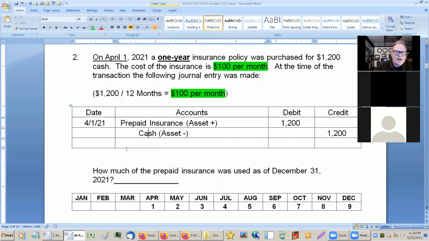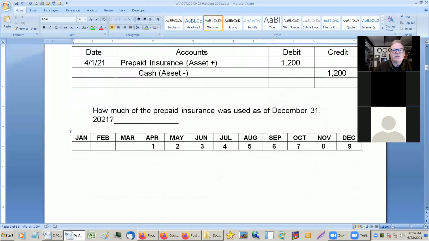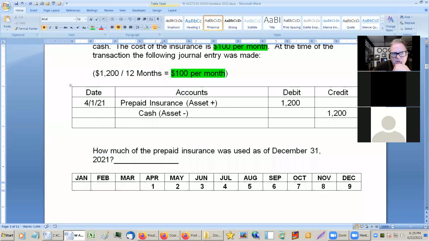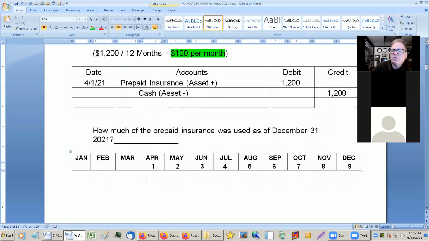Okay, now how much of the prepaid insurance was used as of December 31st, 2021? Why did that separate a little bit? Oh, I think I did it on purpose. Okay, so you'll notice we bought this on April 1st. So we had it for the entire month of April, May, June, all the way to December. So we had this insurance policy for 9 months. We've used up 9 months' worth of insurance.